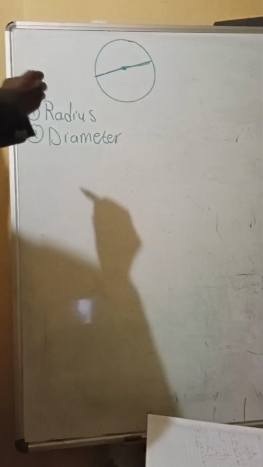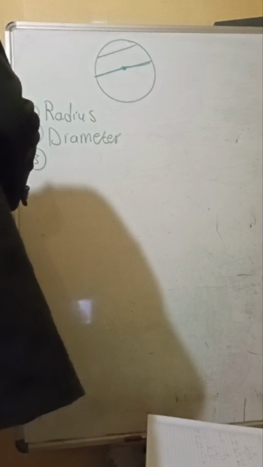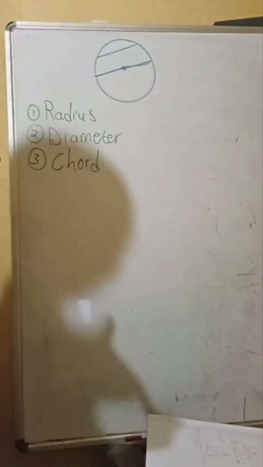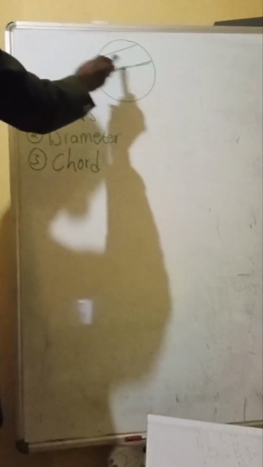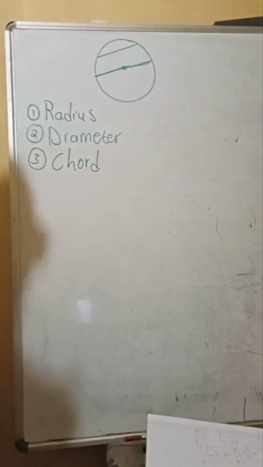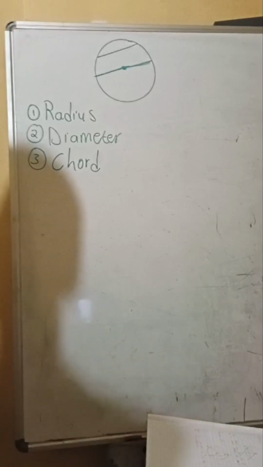Now, a line drawn from an arc here, circumference here to there, that line is called a chord. It is called a chord. This line does not pass through the center of the circle. It is drawn from here to there, or from here to here, for as long as it does not pass through the center or the dot of the circle. And we have what we call a tangent.